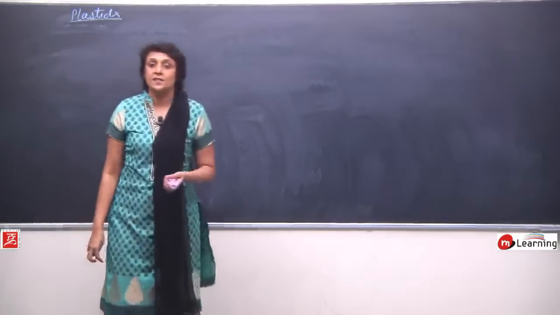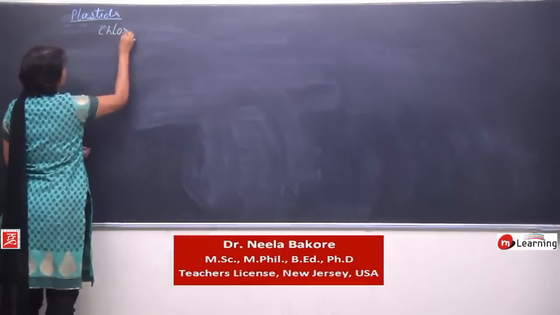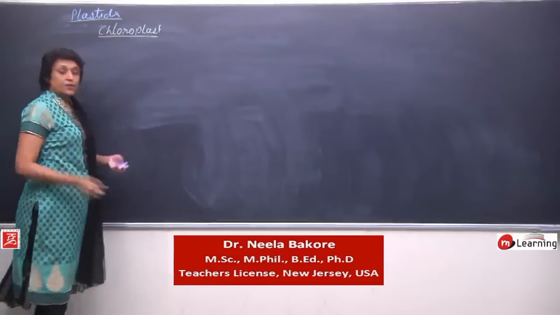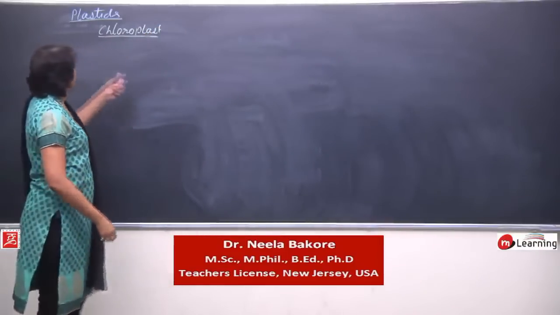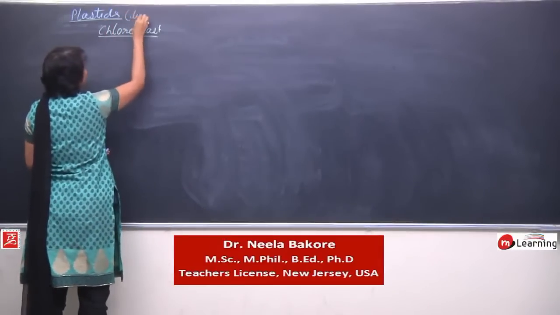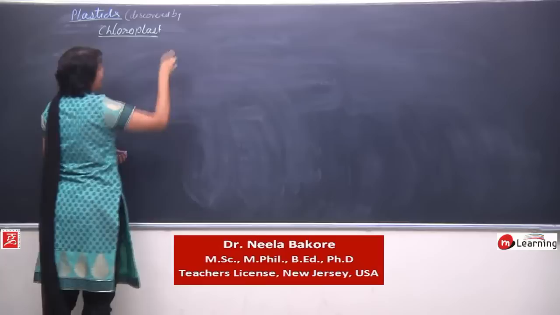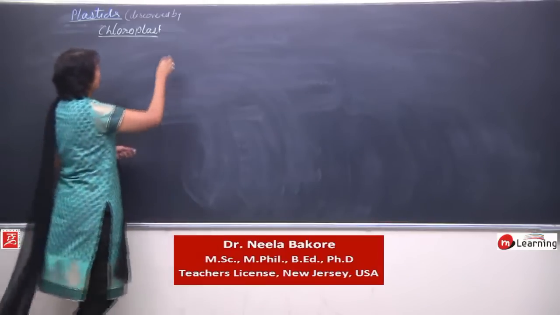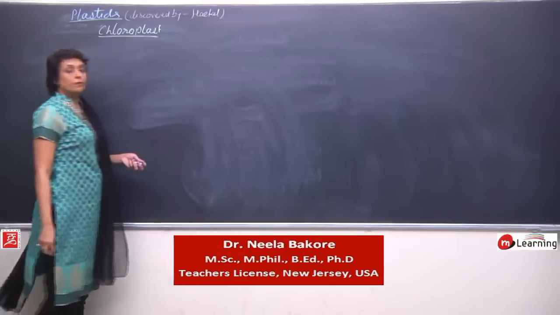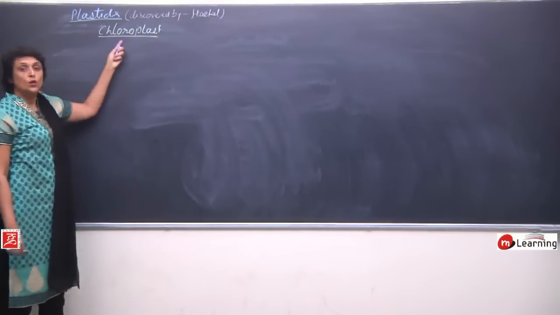The plastid which we are discussing in detail now is chloroplast. Let us talk about the scientists also. Plastids were discovered by Haeckel, as well as the term was given by Haeckel. So Haeckel was the one who actually discovered these structures and called them plastid.